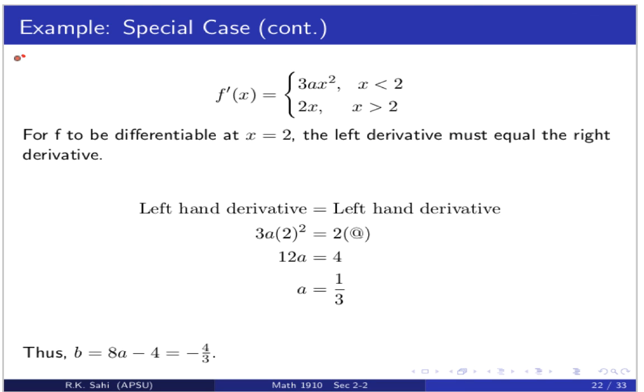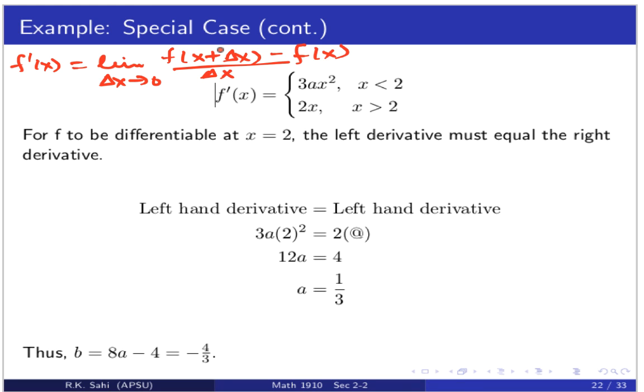Remember what f prime of x is; you have to keep this in mind. The derivative is the limit as delta x approaches 0 of f of x plus delta x minus f of x, over delta x. When you say the derivative of a function exists, you're saying that this limit exists. What is the meaning of a limit existing? That the left-hand side equals the right-hand side. Because it's a derivative, the left derivative must equal the right derivative.